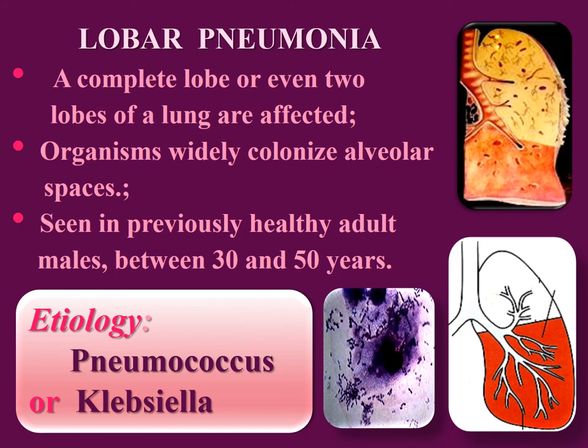The disease usually happens suddenly in initially healthy adult males between 30 and 50 years. Occurrence in children is a very rare condition. The causal factor of the disease is Streptococcus pneumoniae, or pneumococcus. This is a gram-positive diplococcus. Less common lobar pneumonia is caused by gram-negative Friedlander's bacillus, or Klebsiella.